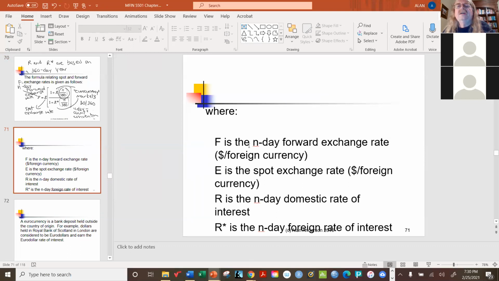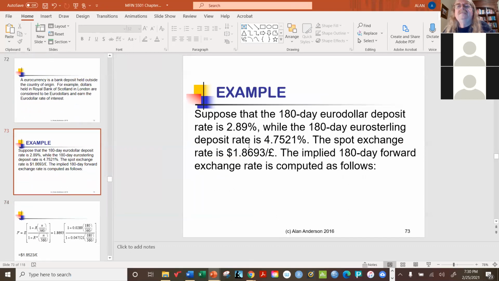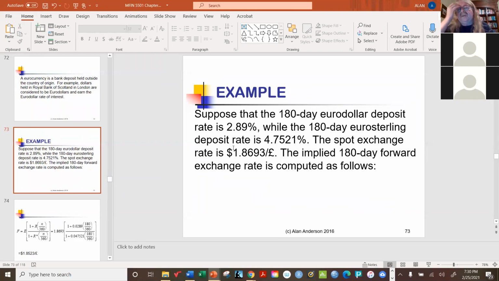All right, so here's a numerical example that we started to work on. We've got a 180-day euro-dollar deposit rate of 2.89%. Now, by the way, that means per year.